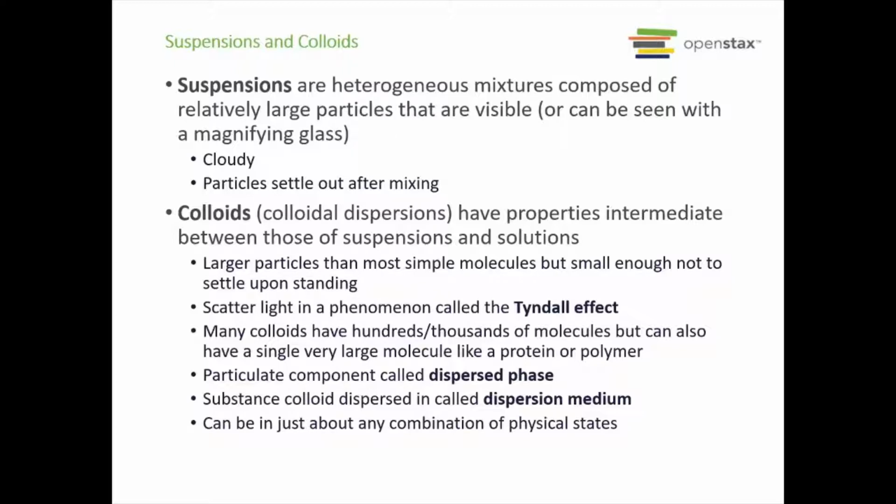Many colloids have hundreds or thousands of molecules in them, but they can also have a single very large molecule like a protein or a polymer. You can have proteins which are massive and have a bunch of amino acids that make them up, where one protein strand can be an entire colloid. Similar to a solution, we have a particulate component and the substance that the colloid is dispersed in. The particulate component is called the dispersed phase, and the substance that it's in is called the dispersion medium. And we can have pretty much any combination of physical states.